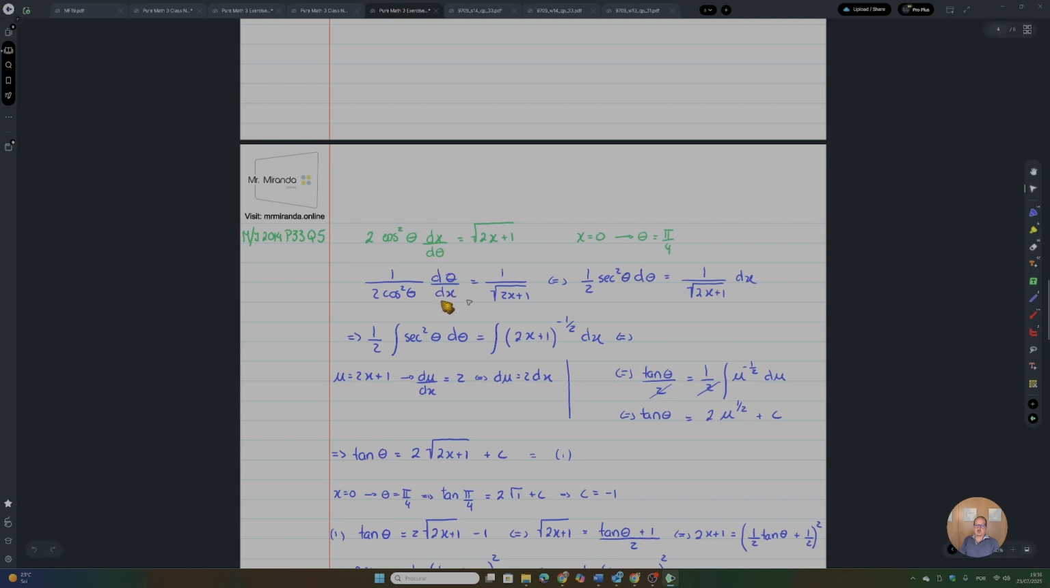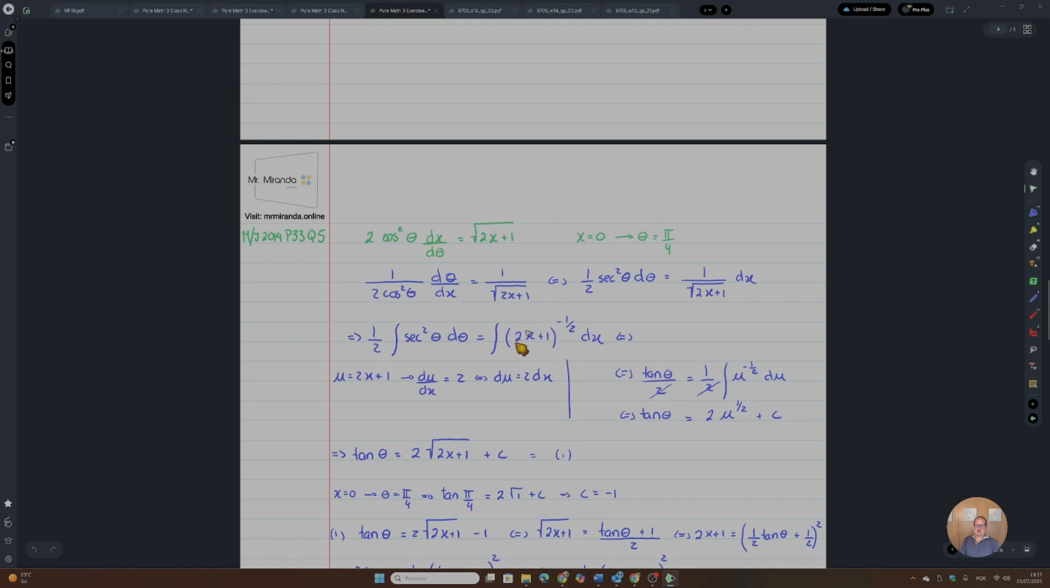Then I can send now the dx to the other side, and I have here an expression with everything in theta on this side, everything with x on that side, and now it's time to just integrate. I leave the 1/2 outside of the integral sign. You should know that this is just tan of theta, okay?